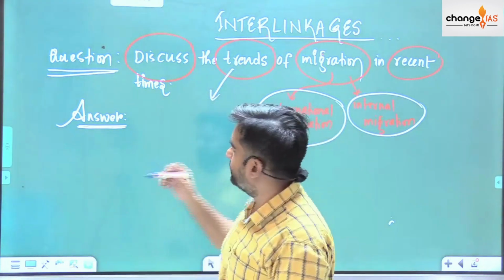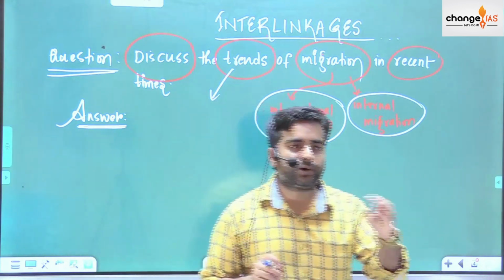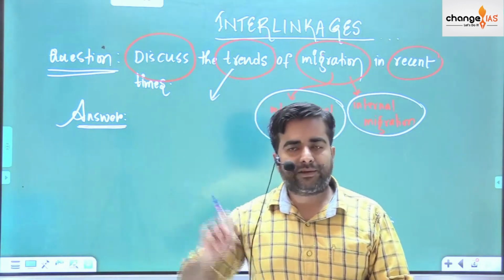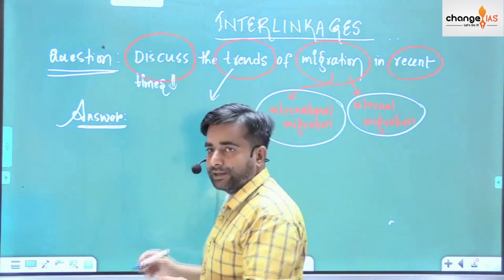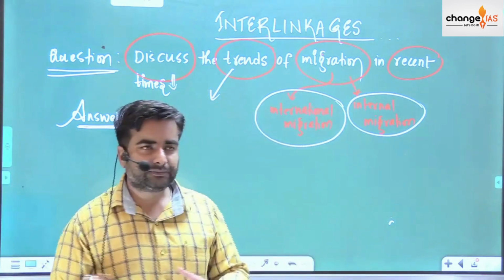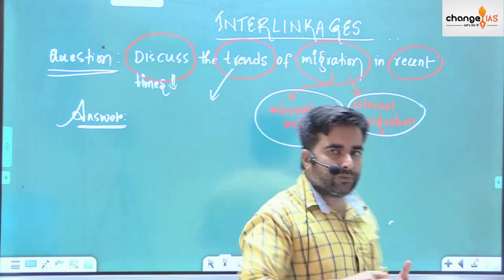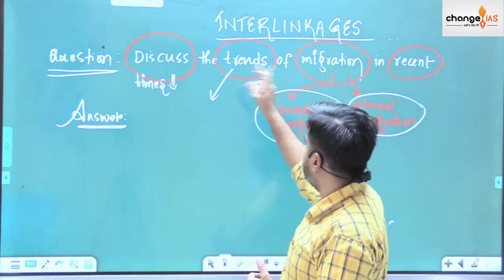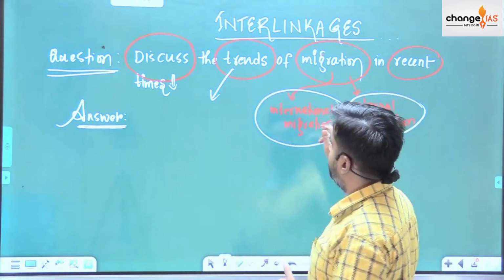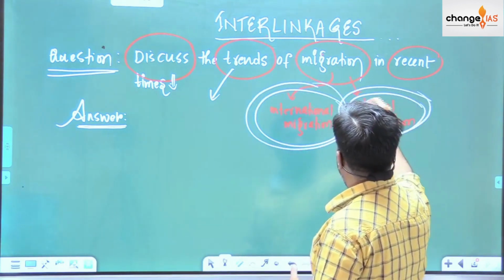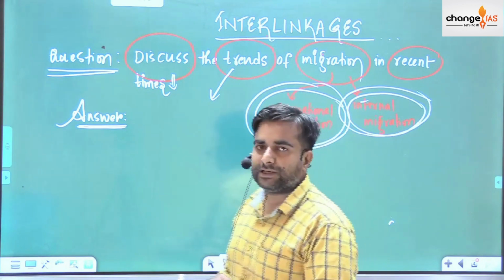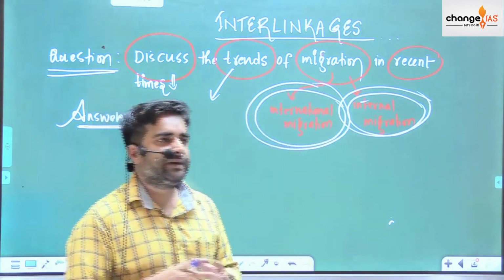Okay, and you don't have to simply put it like you write in a what type of question. Here you have to give a discussion as well कि why such trend is there. So basically this question wants you to take care of the trends of migration in recent times, that includes the international migration and the internal migration. Okay, so now we'll be looking at how to deal with it.